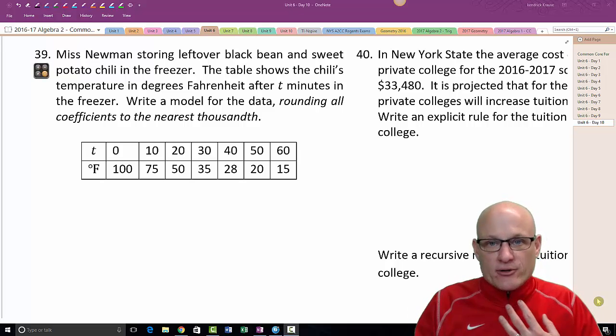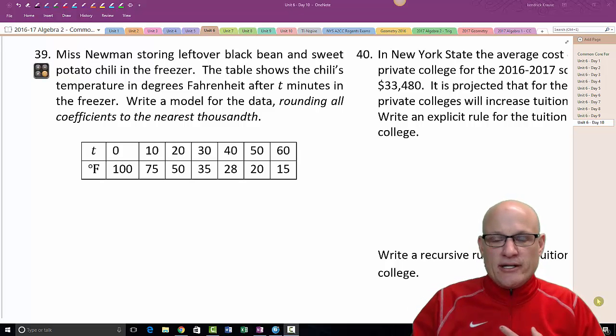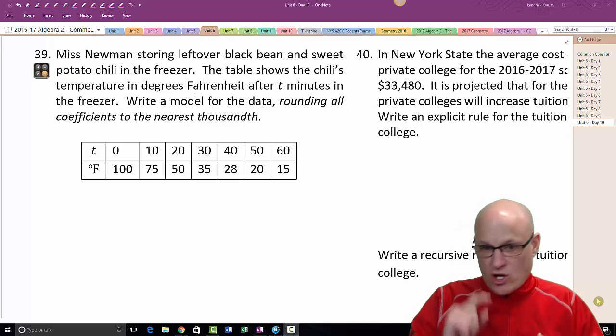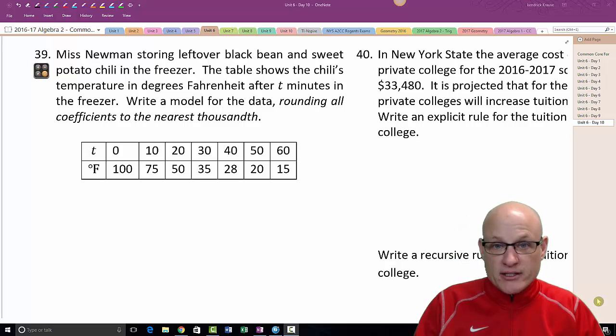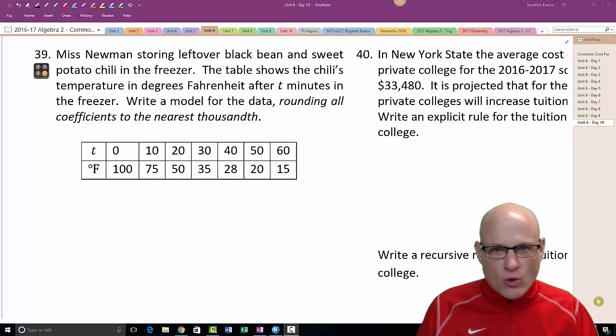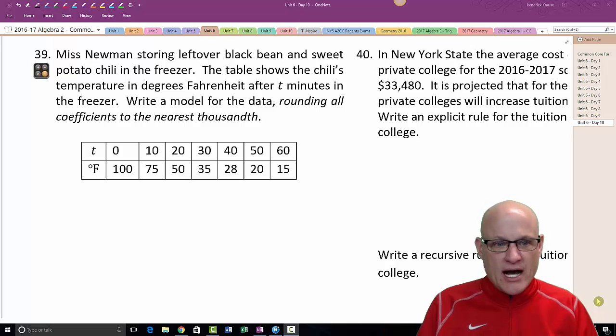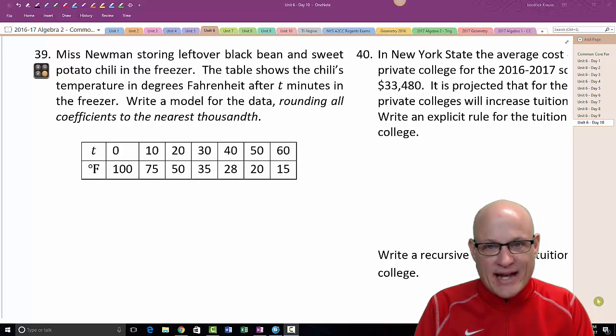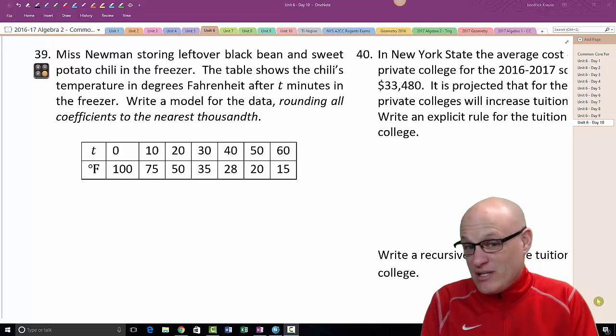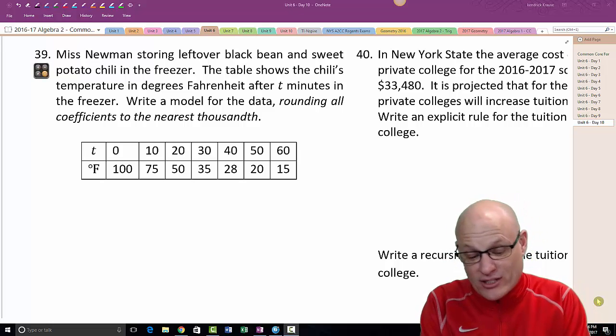So is it linear? Is it exponential? Is it logarithmic? Is it cubic? What kind of regression is this? Is it quartic? We did quartic on our last test. I don't know what this is. It looks like it's going down. It looks like decay. So to me, by looking at it, it might be exponential decay, but I'm not sure.